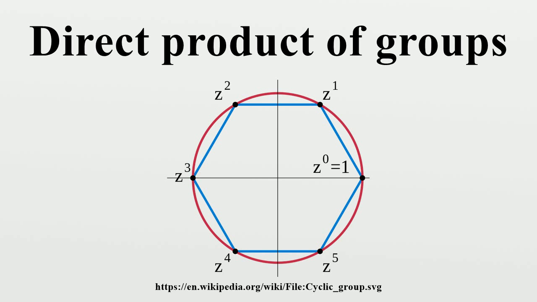Specifically, associativity: the binary operation on G × H is indeed associative. Identity: the direct product has an identity element, namely (1G, 1H), where 1G is the identity element of G and 1H is the identity element of H. Inverse: the inverse of an element (g, h) of G × H is the pair (g⁻¹, h⁻¹), where g⁻¹ is the inverse of g in G, and h⁻¹ is the inverse of h in H.